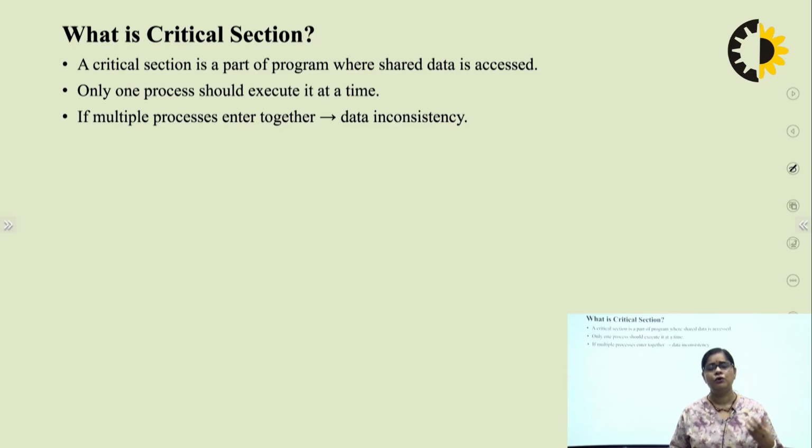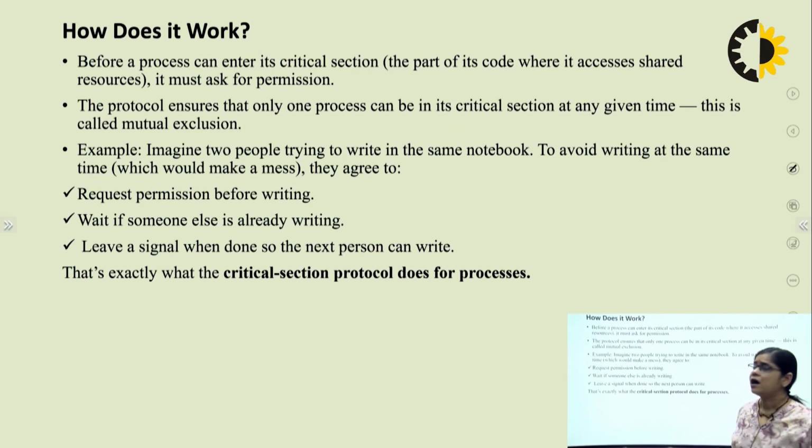The sole summary of the critical section is that it is a part of the program where the shared data exists. Only this, where the shared resources or shared data exist, is known as a critical section. Okay. Now, how does it work?